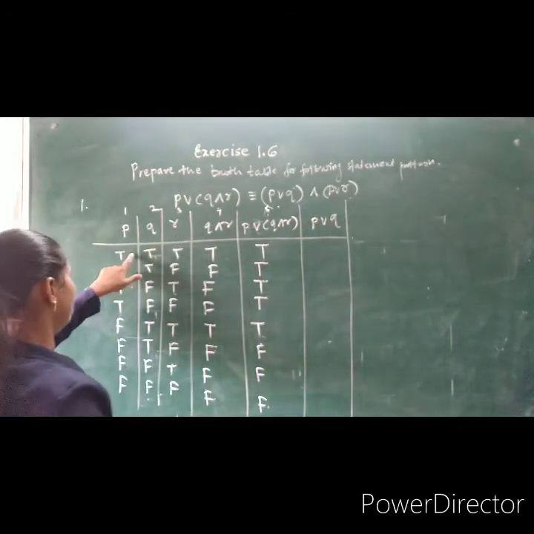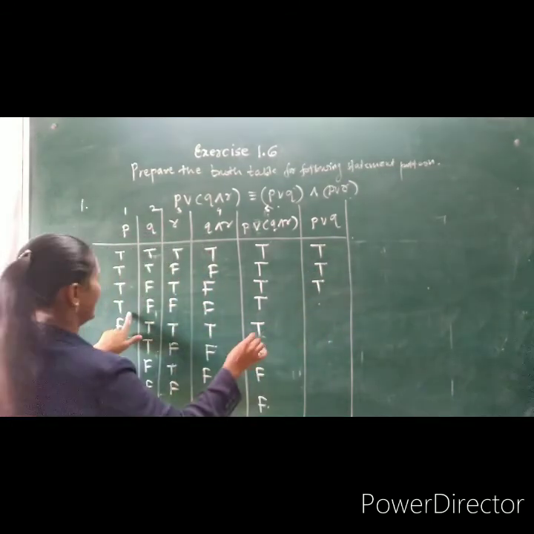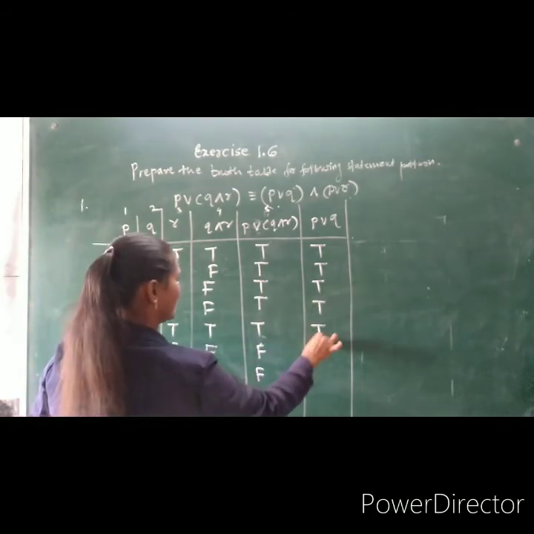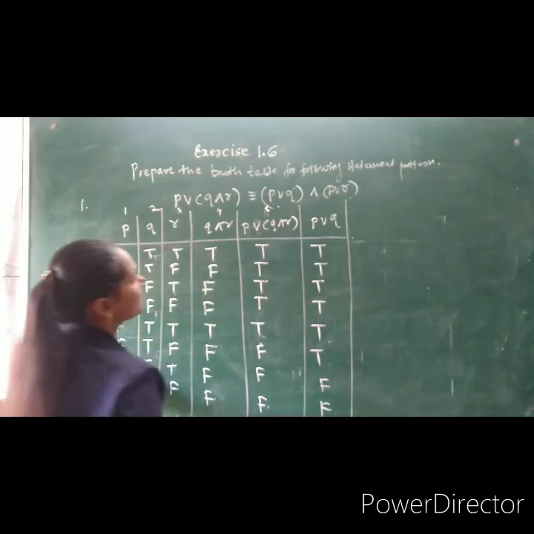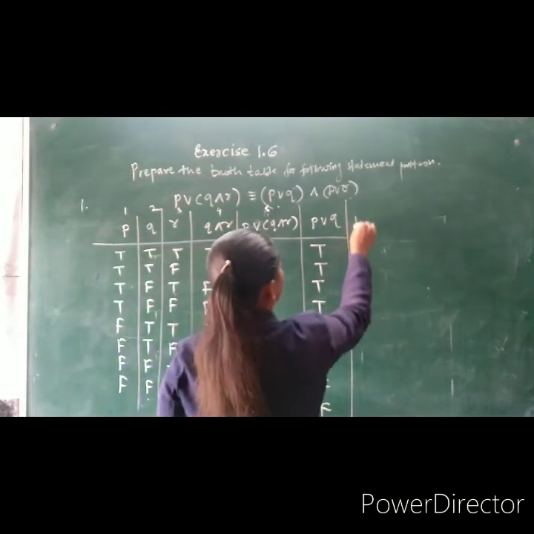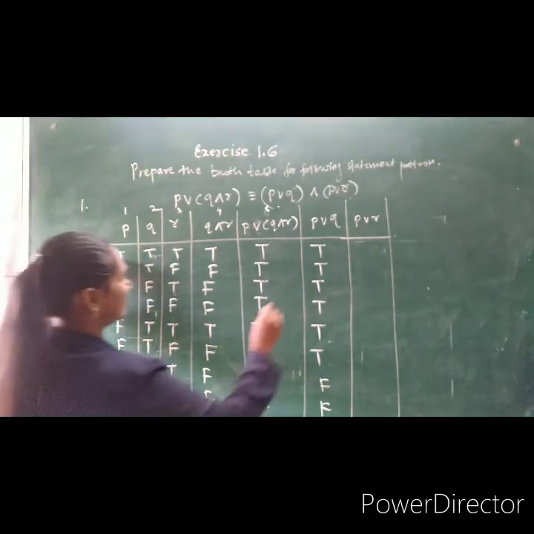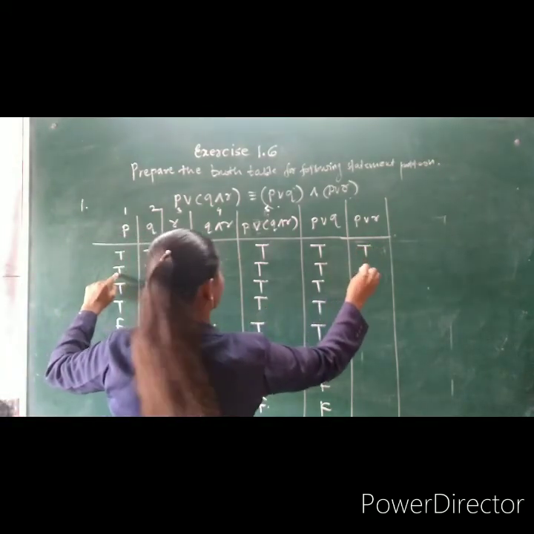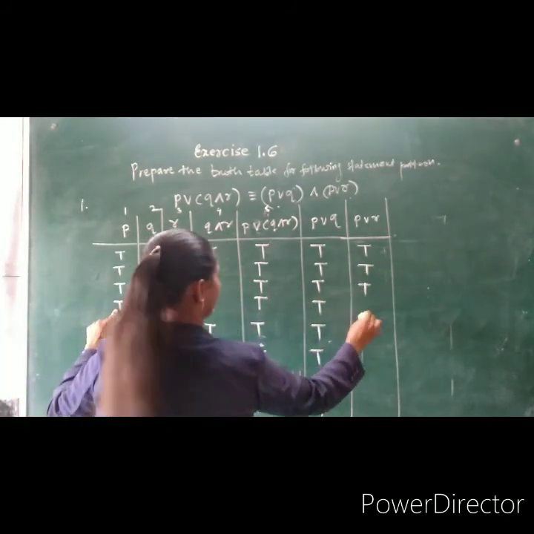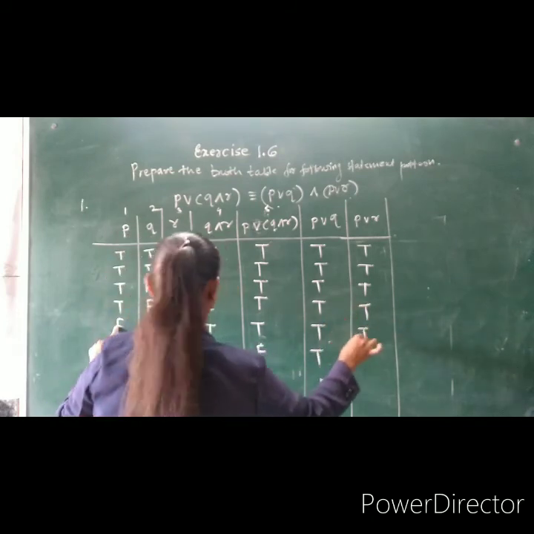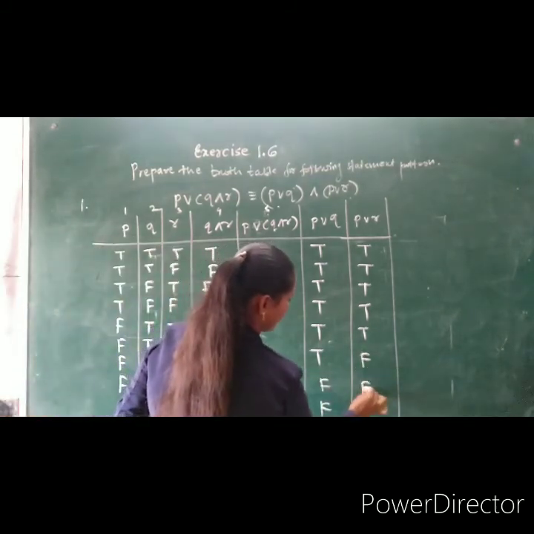P or Q: TTT, TTT, TFT, again TFT, FTT, again FTT, and these two are FF, so it is false. Next, P or R. TTT, TFT, again TTT, TFT, FTT, again here FF, FF, FF. So the last three entries are FF.